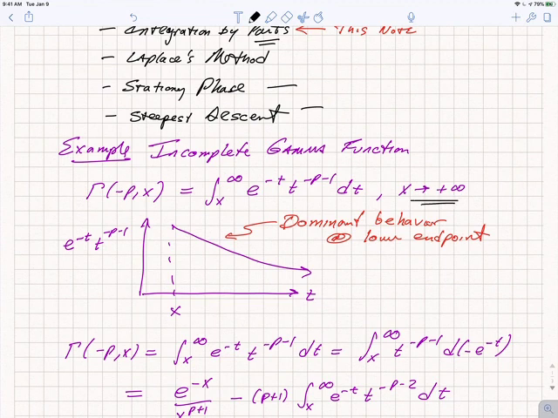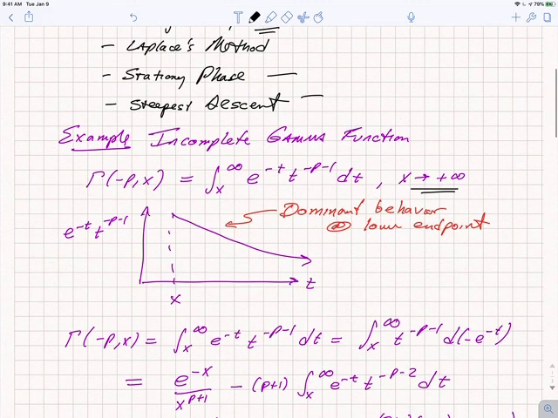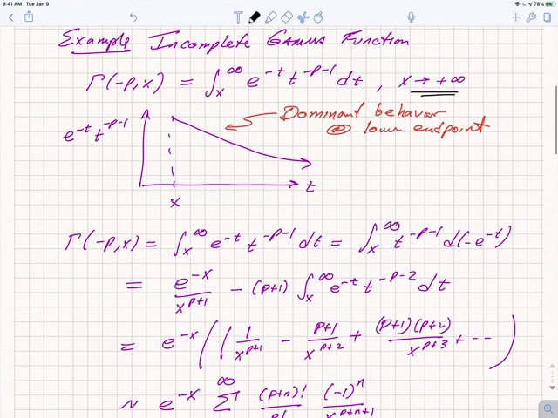And we're interested in examining the behavior of this function as x goes to plus infinity. We expect, after all, the range of the integration is going to go to 0, and the integrand is also steeply falling as a function of t. We expect that the integral is going to go to 0 as x goes to infinity. But we'd like to understand exactly how fast the integral is going to go to 0 as x goes to infinity.